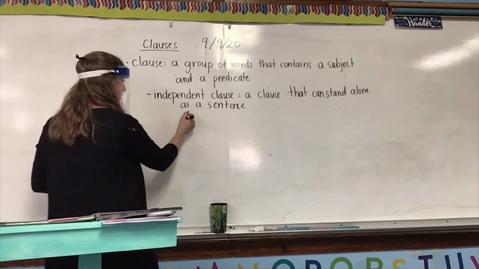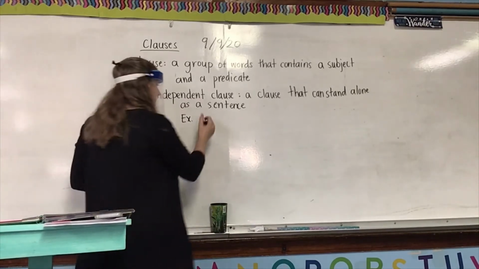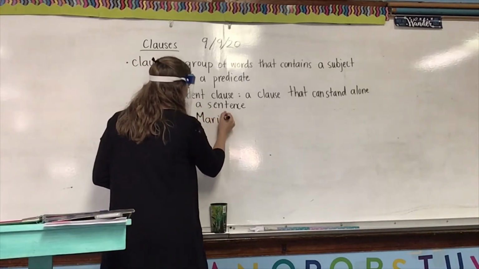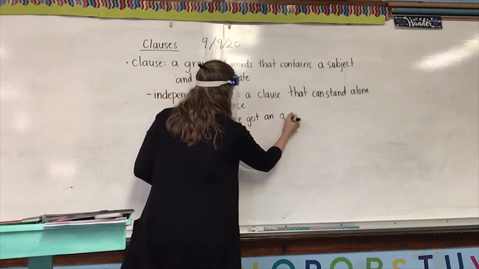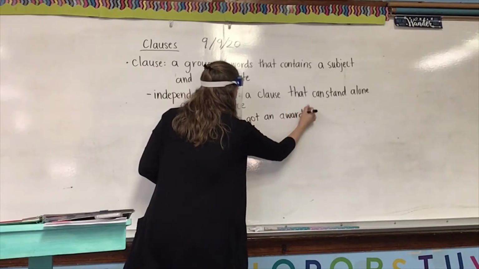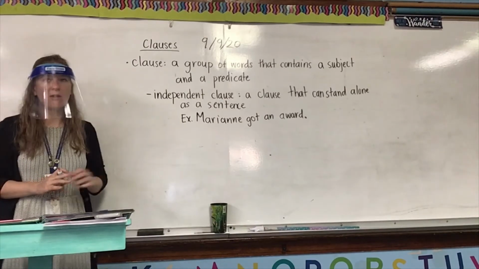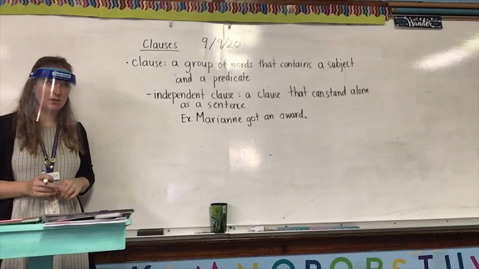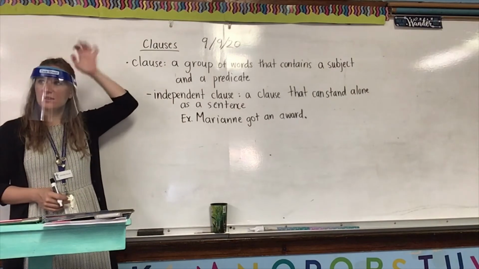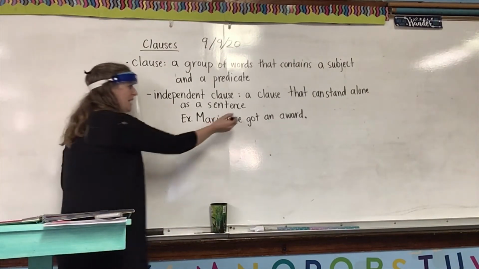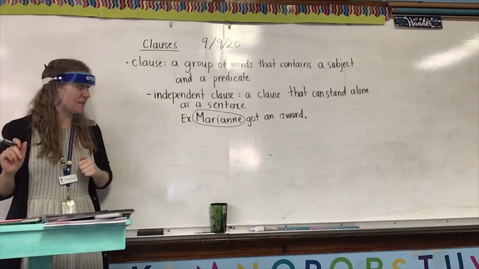For example, Marianne got an award. An example of an independent clause is Marianne got an award. What is the subject in this independent clause? Marianne, because the subject is who or what did something or is something in the sentence.